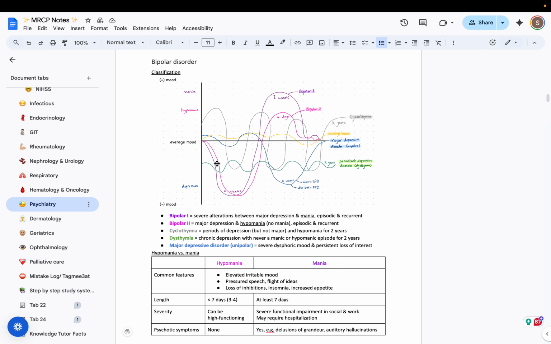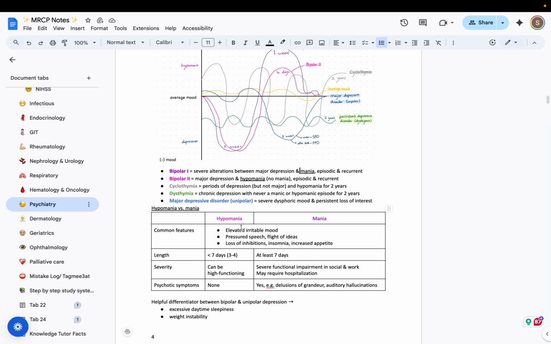It's dysthymia, but this one would be persistent depression. So chronic depression with never having a manic or hypomanic episode for 2 years. That would be dysthymia. And major depressive disorder is unipolar. So they would alternate between normal mood and depressive episodes. It needs to last at least 2 weeks. There's also a type that happens in winter, seasonal.